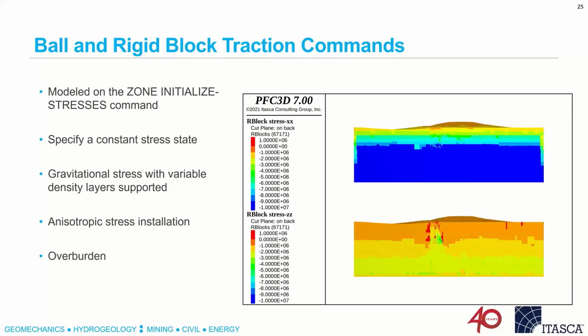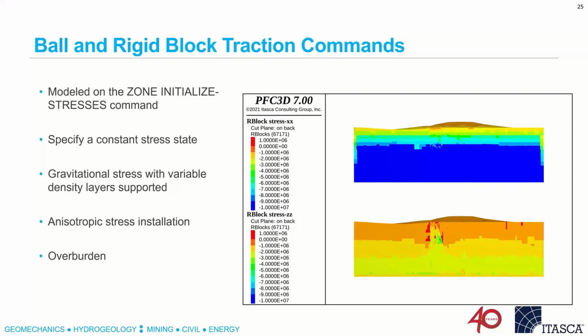It also supports variable density layers, so that you could have a stress state which varies as a function of depth, dependent on the overburden, right? So you can have increasing density, and the stress state will be set according to the way that density varies as a function of depth. You can install anisotropic stresses and just a general overburden term as well. So you can say that this is at some depth and install stresses to there.